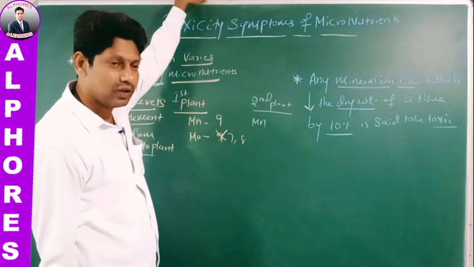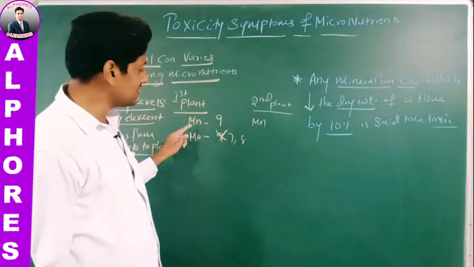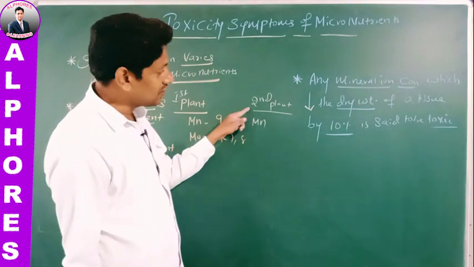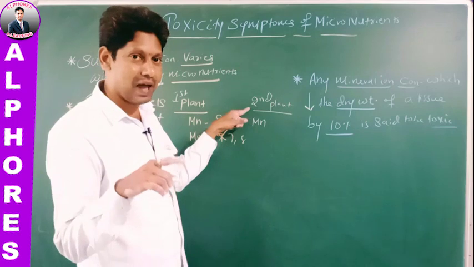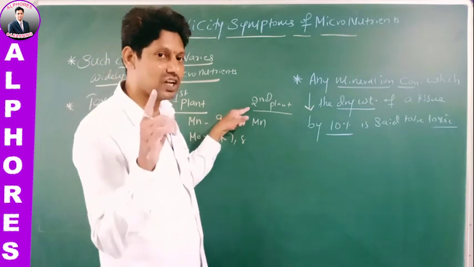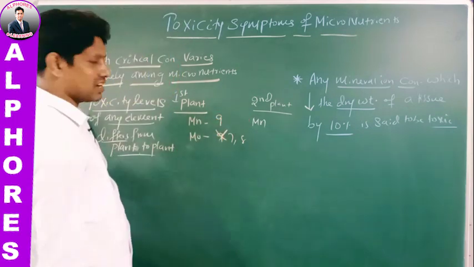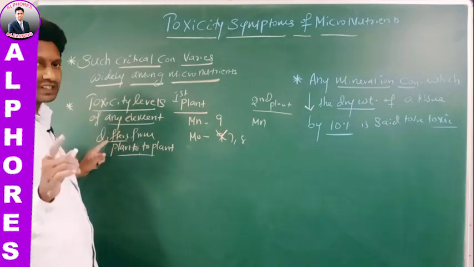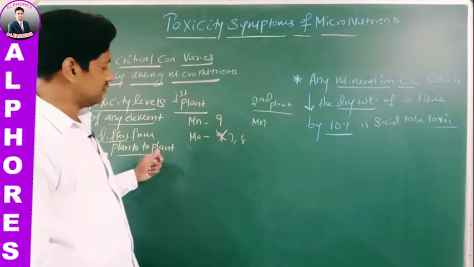Is this statement okay? In the first plant, manganese is becoming toxic if its concentration is 9. Does it mean that for the second plant also, manganese becomes toxic at a concentration of 9? No. This is the statement: toxicity levels of an element differ from plant to plant.